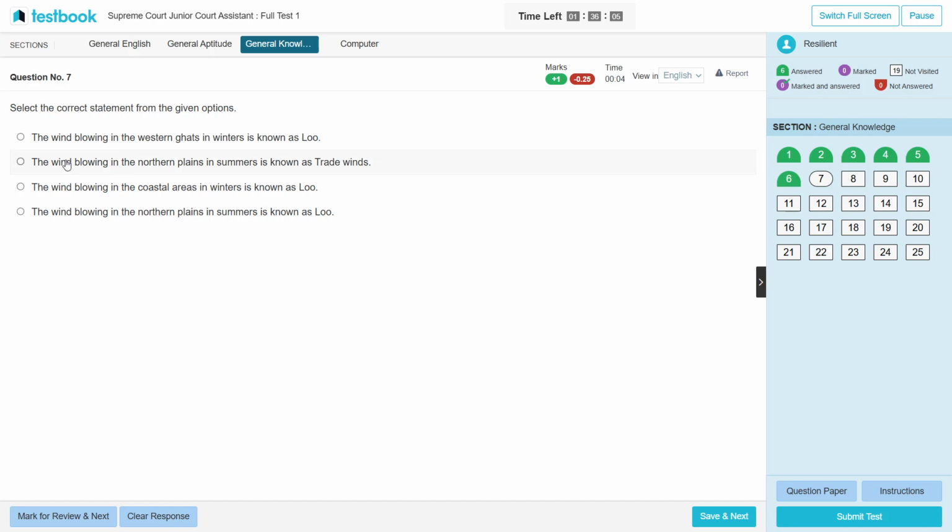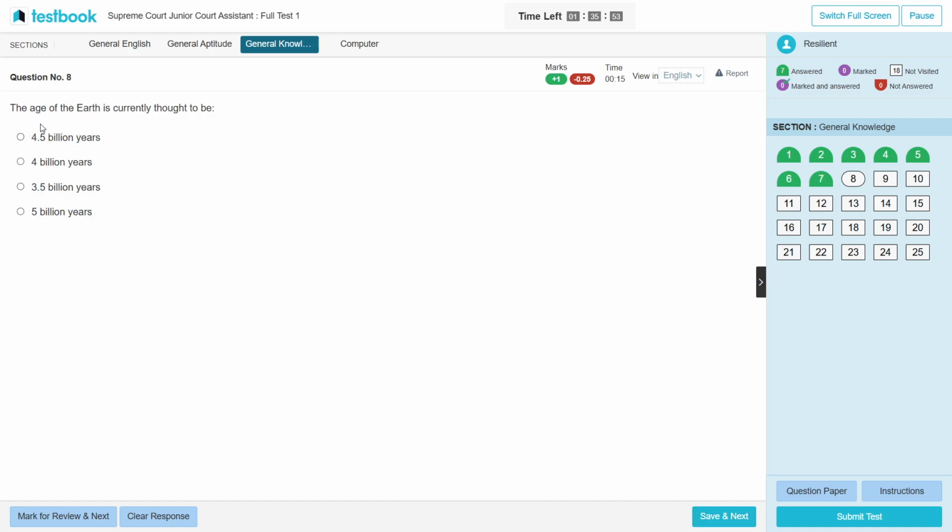Select the correct statement. The wind blowing in the Western Ghats in winter is known as Loo. The wind blowing in the northern plains in summer is known as Loo. The age of Earth: 4.5 billion, probably.